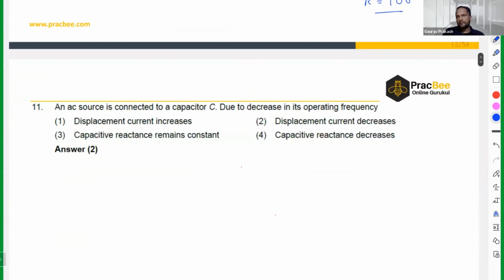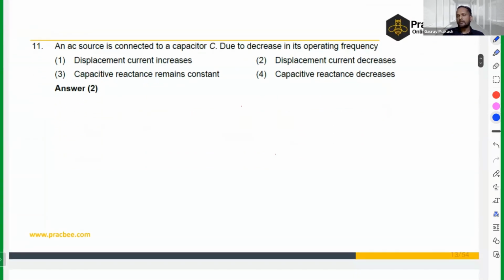Now, an AC source is connected to a capacitor C due to decrease in its operating frequency. Now, in order to answer this question, it has multiple things in it. It has the essence of AC. It has the essence of electromagnetic waves. So, if you know the displacement current, which is epsilon naught d phi E by dt, that is the rate of change of electrical flux. And if I know the formula of capacitive reactance, which is XC is 1 by omega C.